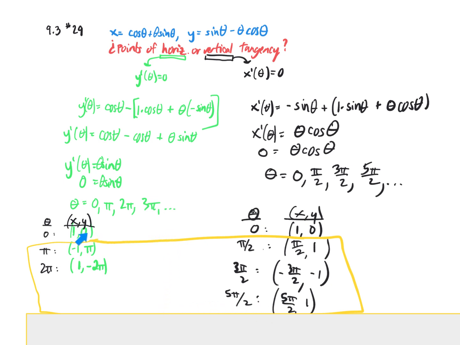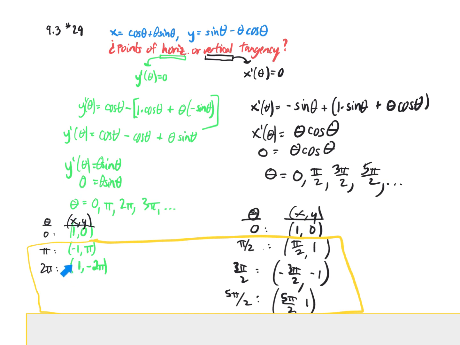Alright, so we don't include 1, 0 because these vertical and horizontal lines of tangencies are where one of the x or y coordinates derivatives is 0 and the other one is not 0. They can't both be 0 at the same point, so we don't include that point. That will not be a point of tangency, vertical or horizontal.